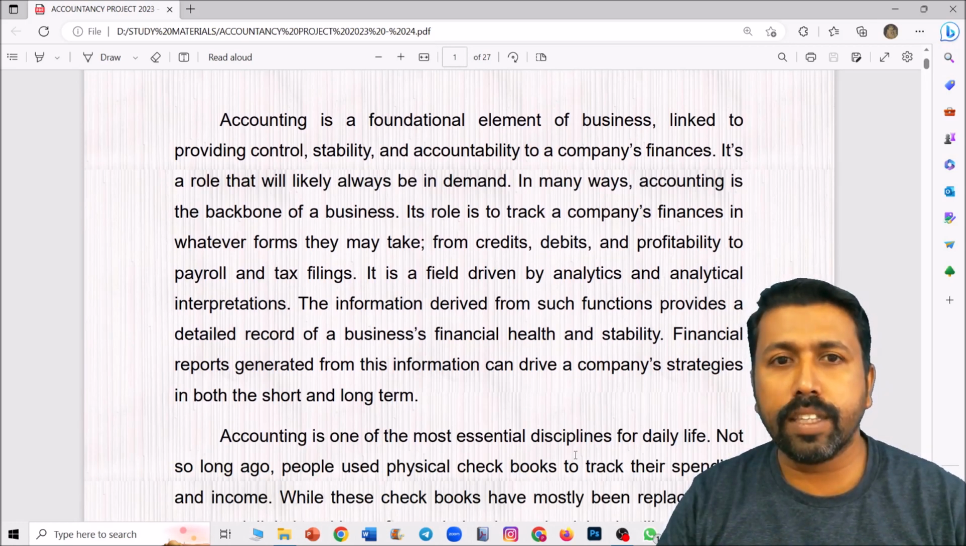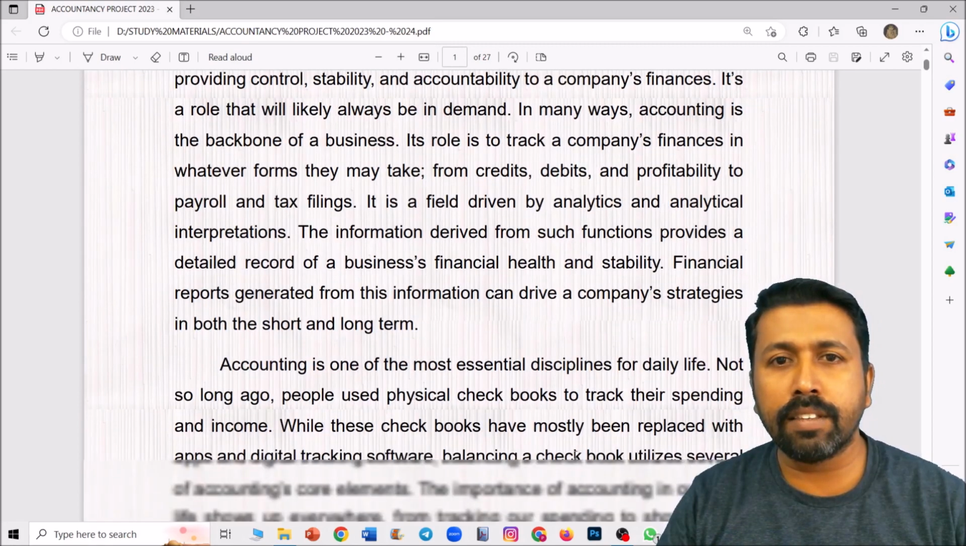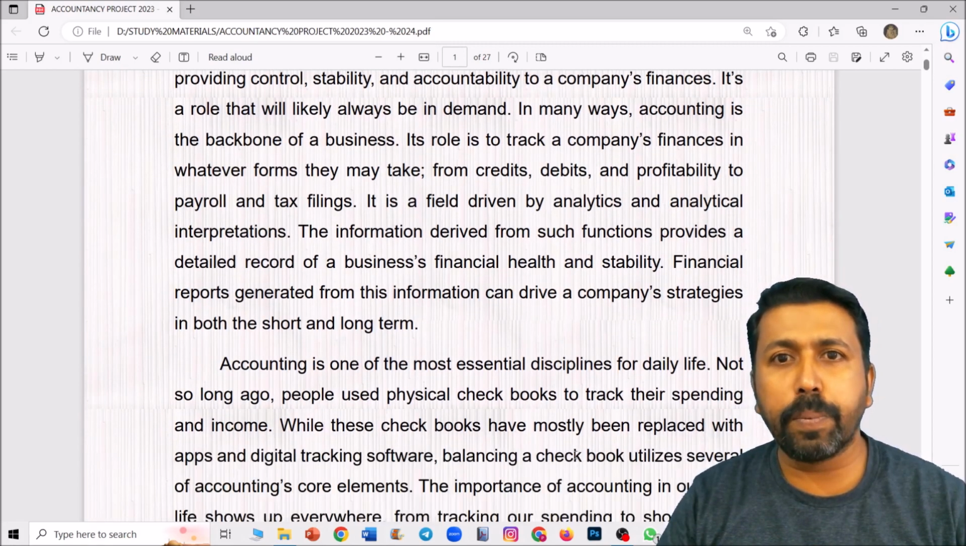Kindly go through all these pages. Very easily you can find out how to prepare the accountancy project.